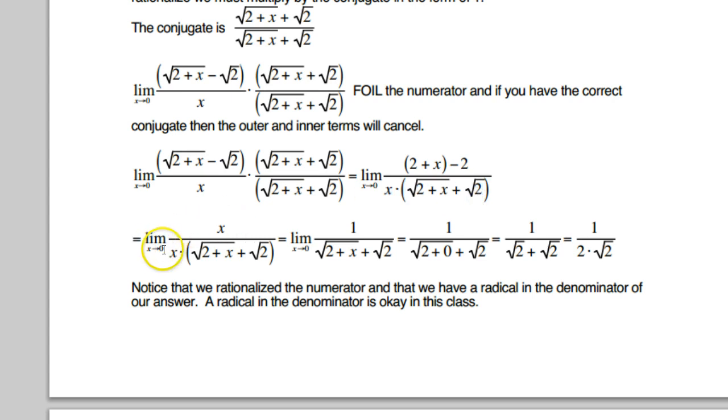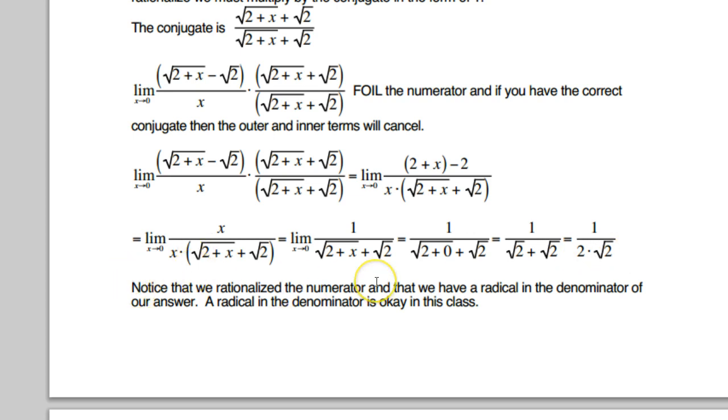Now if we plug in directly, if you notice I have an x on top and bottom, so those cancel out to 1. If I plug in 0, now I get 1 over the square root of 2 plus 0 plus the square root of 2, which is 1 over the square root of 2 plus the square root of 2, which is 1 over 2 root 2.